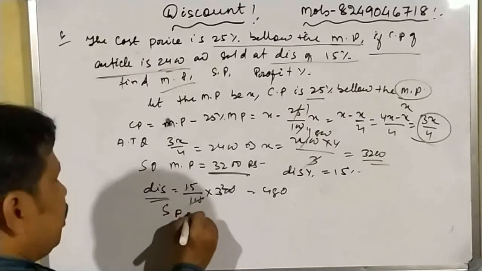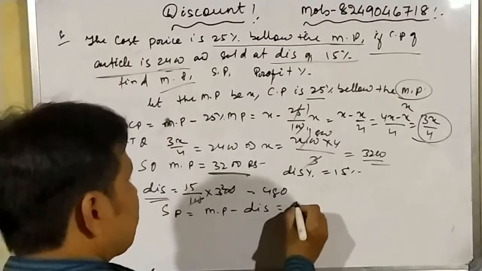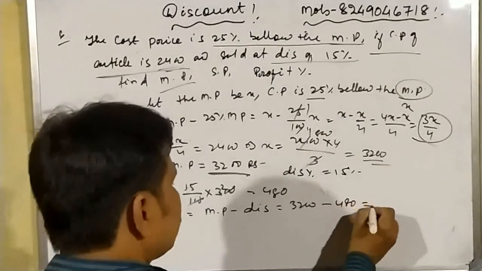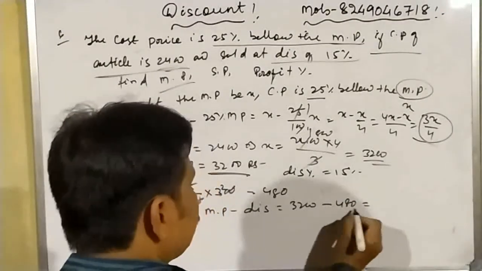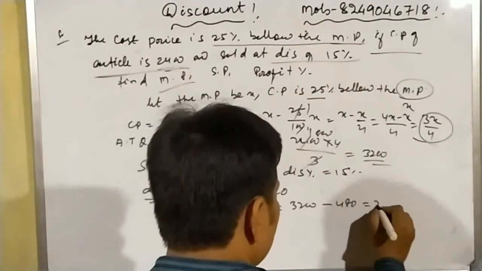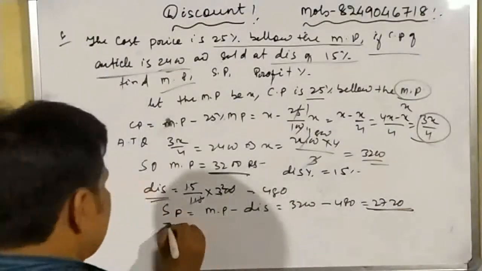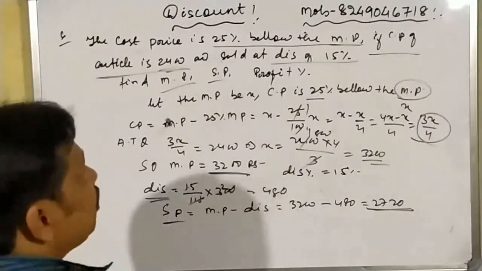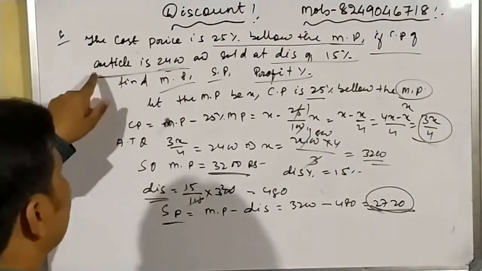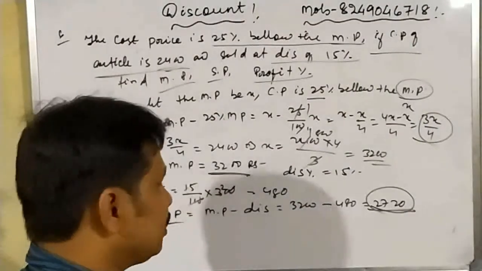So selling price equals mark price minus discount, which equals 3200 minus 480. The result is how much? 3200 minus 480 is 2720 rupees. Okay, so this is our selling price. We have got the selling price, and the cost price is already given. Now we can find out the profit and then the profit percentage.